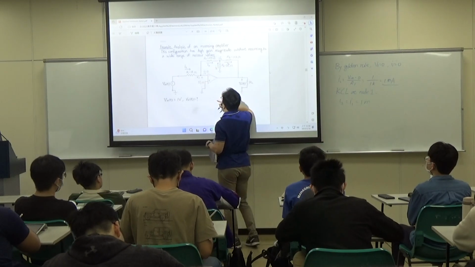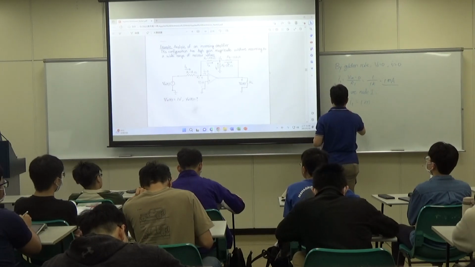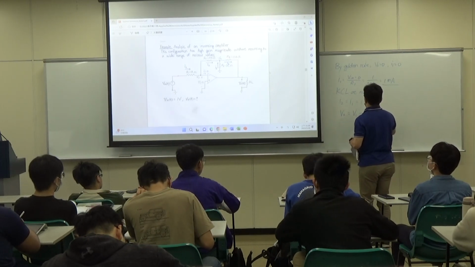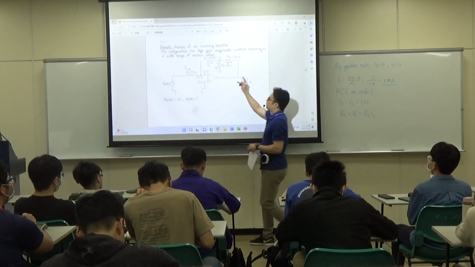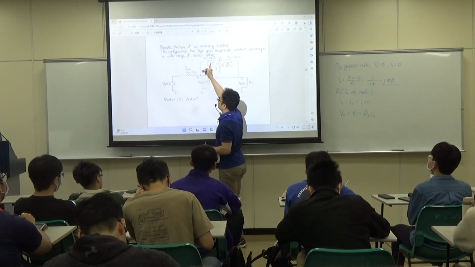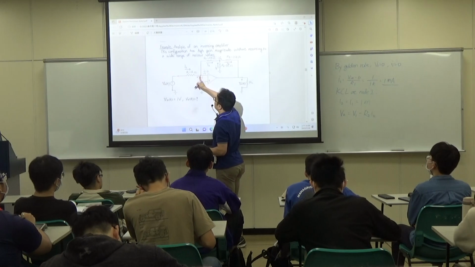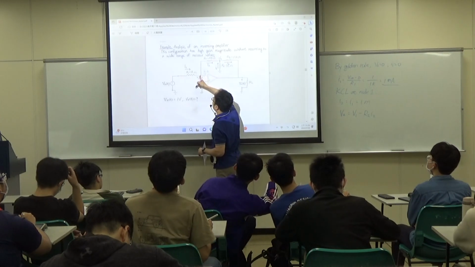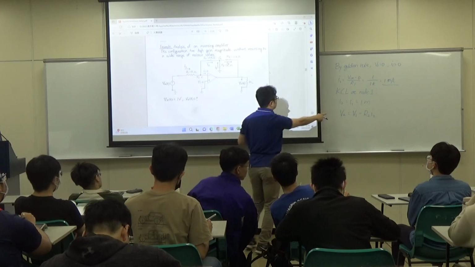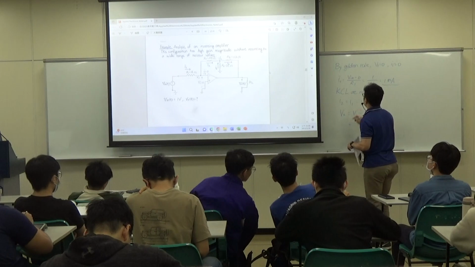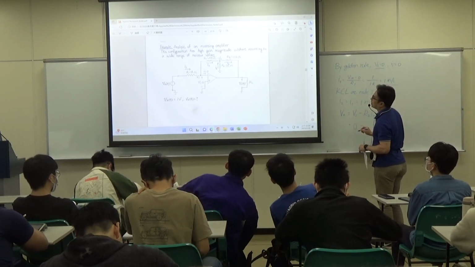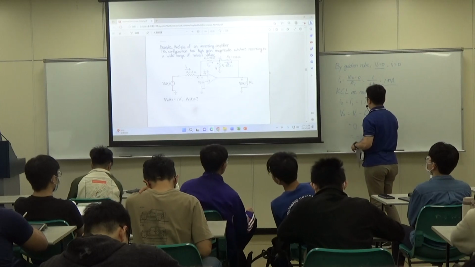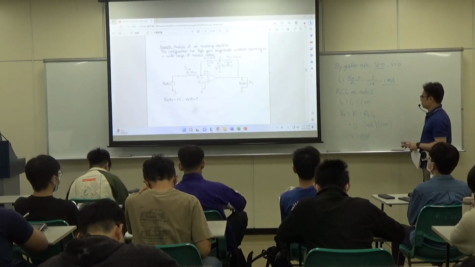Because we know V1 is 0, V2 is V1 minus R2 times I2. Right now we already know the direction of current, and the current always flows from high potential to low potential. So we have this equation: V2 equals V1, which is 0, minus R2, which is 10k, times I2, which is 1 milliamp. So V2 is minus 10 volts.